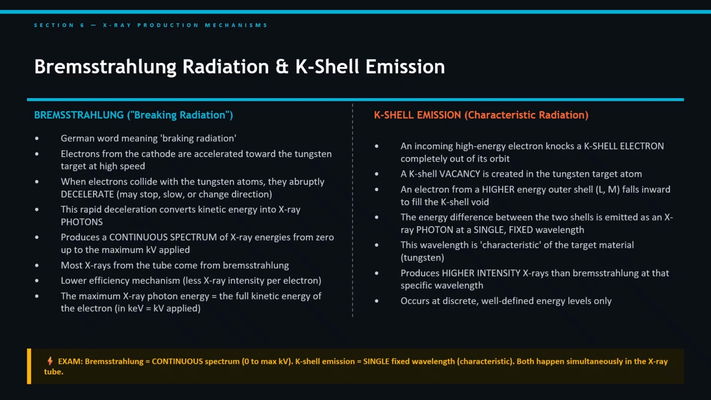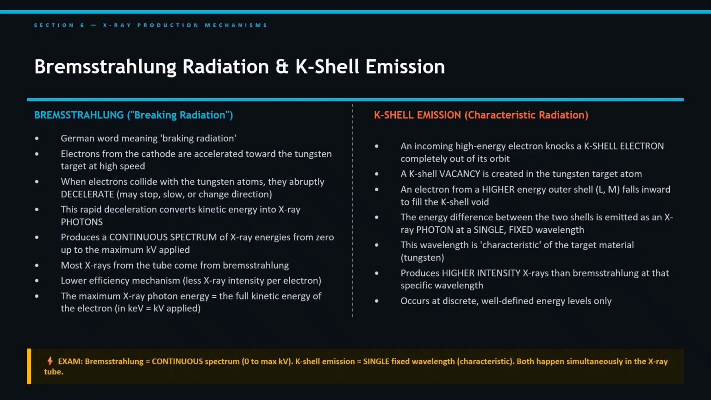The first is Bremsstrahlung. The word comes from German terminology associated with braking radiation. As a high-speed electron passes close to the nucleus of a target atom, its path can be deflected and its velocity can change. The lost kinetic energy can appear as an X-ray photon. Because the amount of energy lost can vary, Bremsstrahlung produces a continuous spectrum.